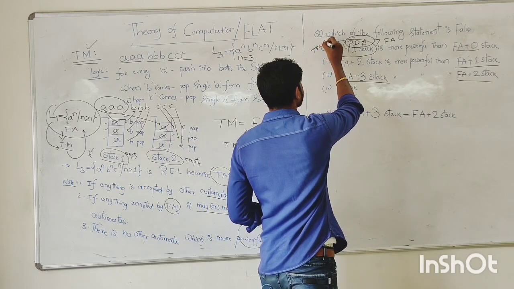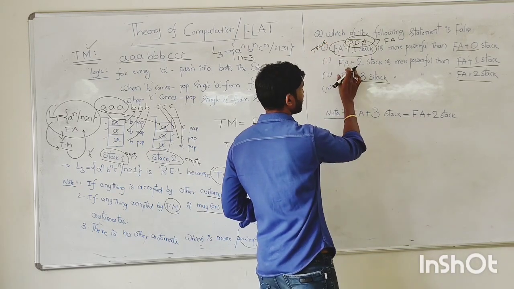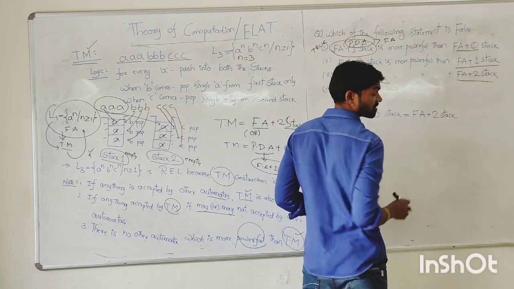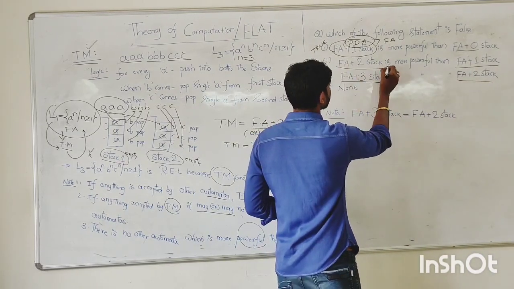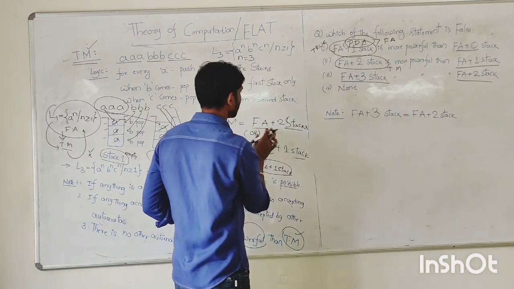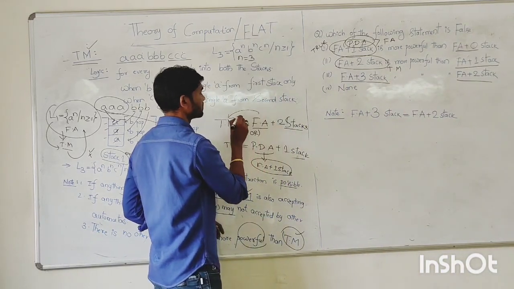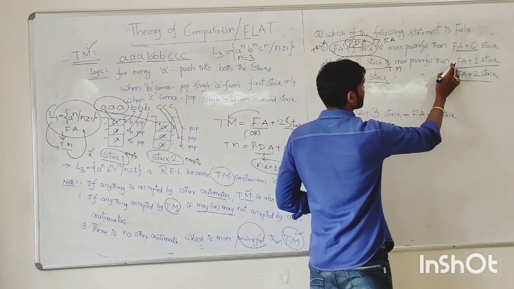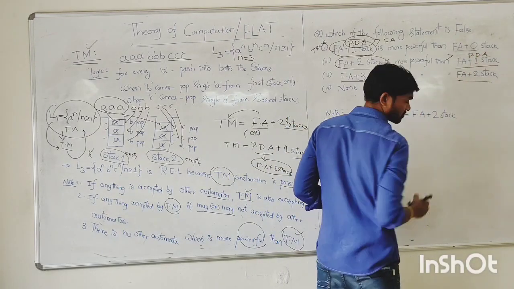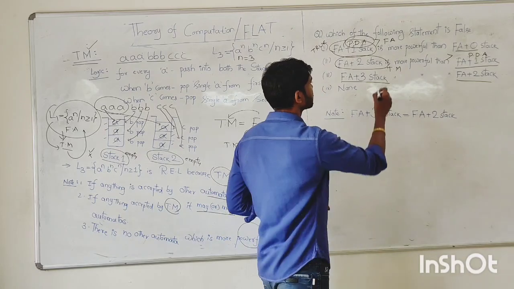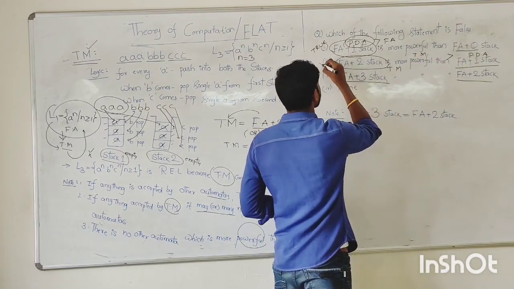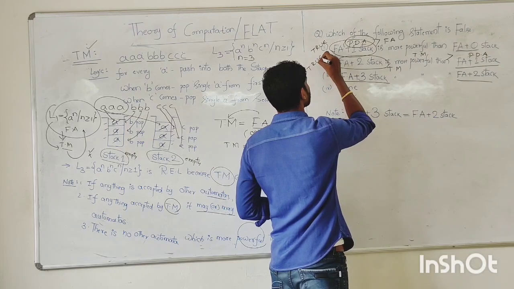Coming to the next case, finite automata with two stacks is more powerful than finite automata with one stack. Finite automata with two stacks is nothing but, as I told, the Turing machine. And finite automata with one stack is nothing but pushdown automata. So this is also true. The Turing machine is always more powerful than pushdown automata. So the second is also true.